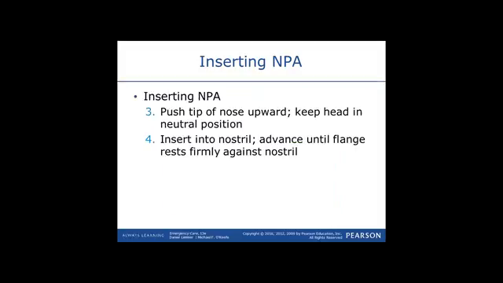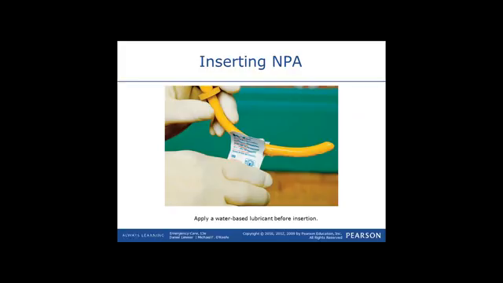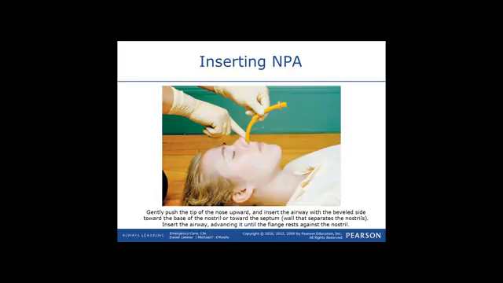So push the tip of the nose upward, that piggy position. Head goes neutral position. Advance till the flange sits firmly on the nostril. But she's awake and fine, it's no big deal. Go ahead. Do you mean like if we have 2 NPAs, we couldn't use? If you only have one NPA, you just administer the drug in the other nostril, right? Just don't put it in the nostril that has the NPA.